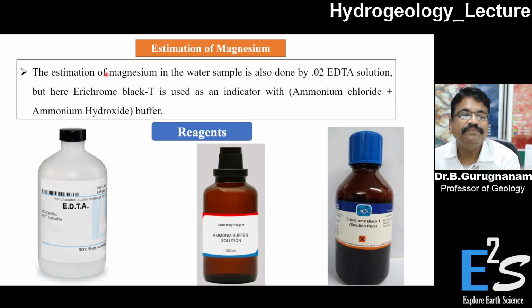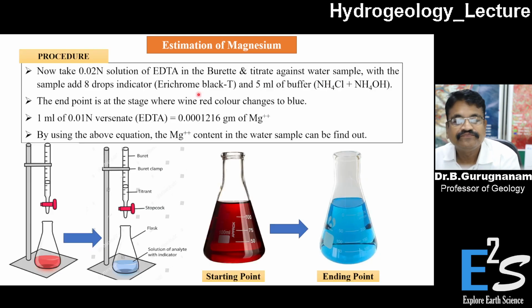For magnesium, similarly, the estimation in water is also done by taking 0.2 N EDTA solution. But here Eriochrome Black T is used as an indicator, with ammonium chloride and ammonium hydroxide buffer solution. EDTA is taken as normal. What is the procedure for the estimation of magnesium? This is the starting point and this is the ending point of the color change, wine red to blue.